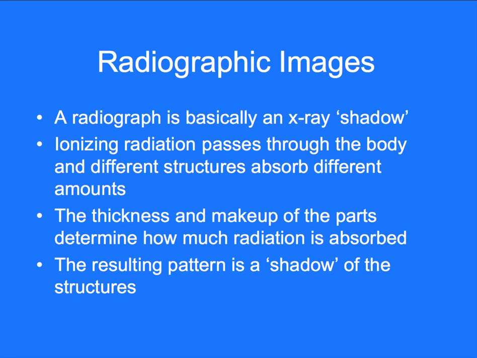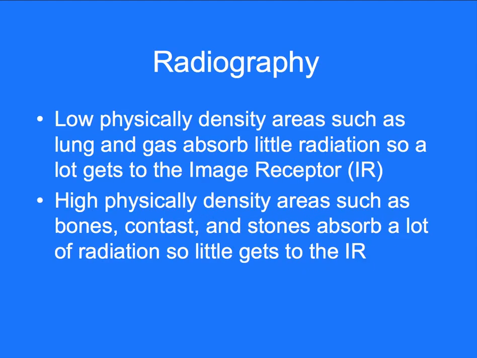In radiography, what we're looking at is essentially a radiograph as an X-ray shadow image. And in order to do a radiograph, we have ionizing radiation. It passes through the body, and different structures absorb different amounts. Now, what determines how much is absorbed is the thickness of the part. So thick parts absorb more than thin parts, and also what the parts are made of. Bone absorbs more than the lungs, as an example. And the resulting differences in the structure give us this shadow that we look at.